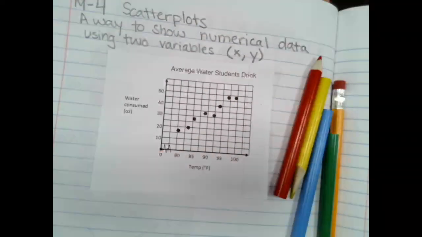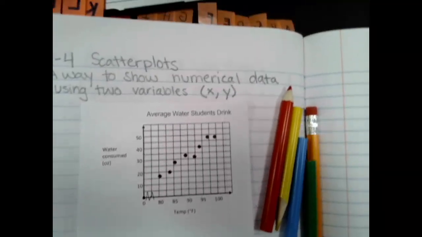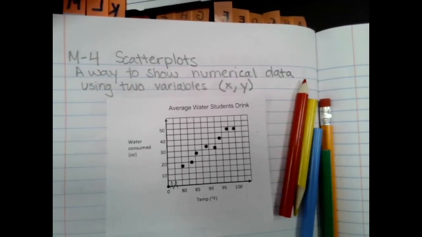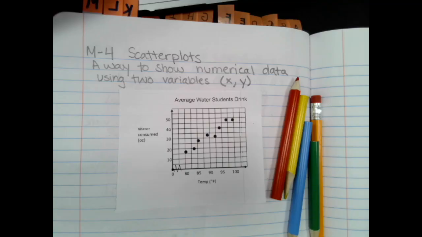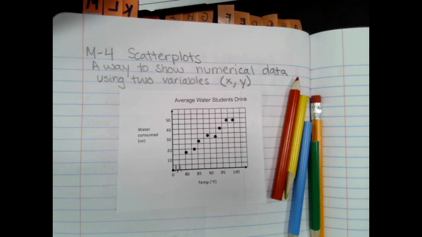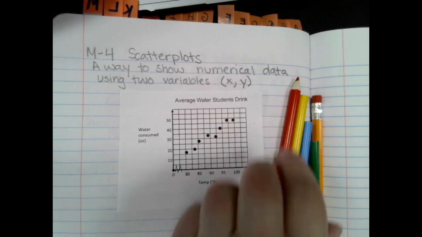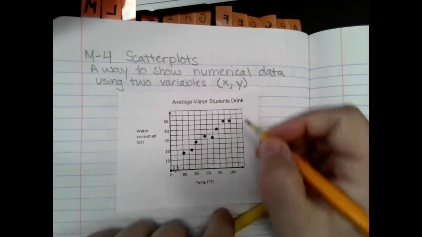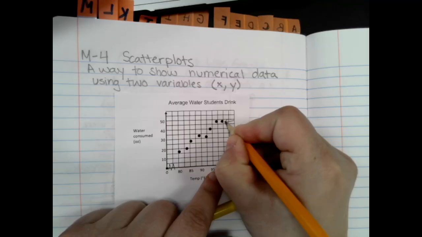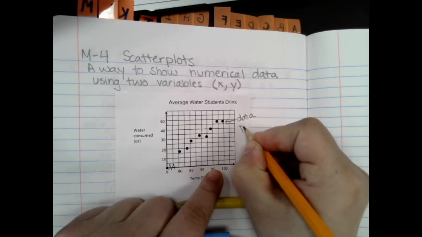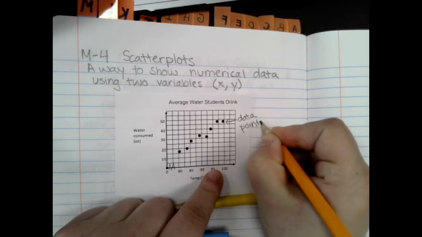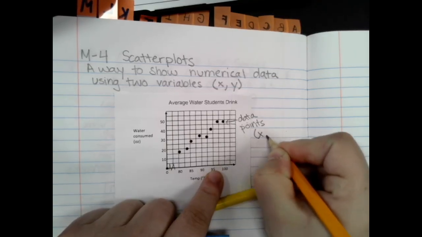All right, as you take a look at the scatter plot, what are some things that are important about the scatter plot? What do you see? What's some things that all scatter plots should have? Good, they have dots. Our dots are the data. Good. So data points. And data points look like X and then Y.